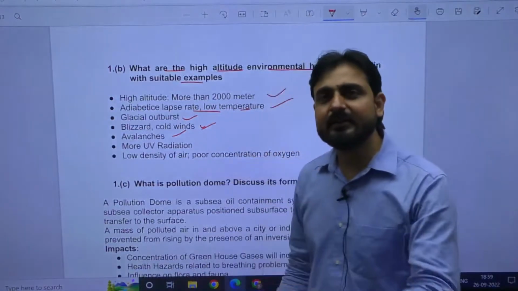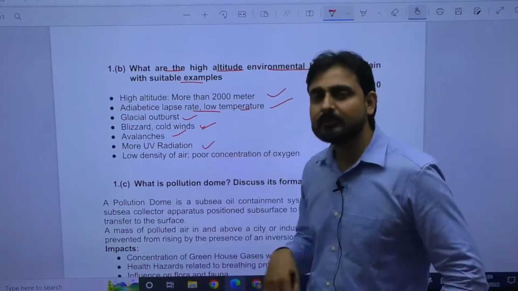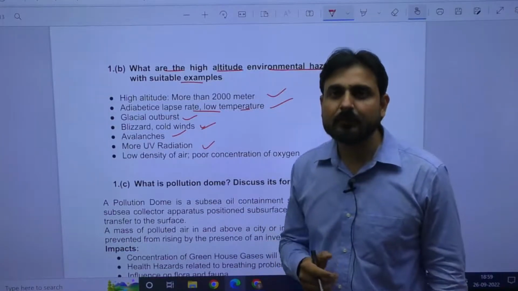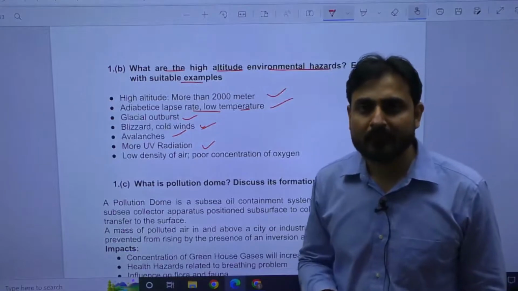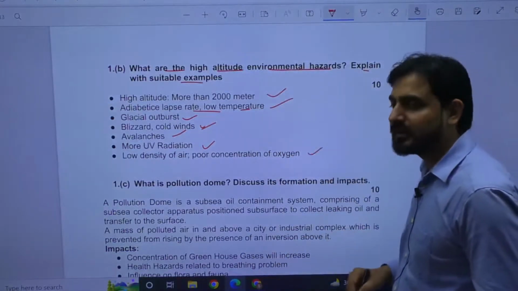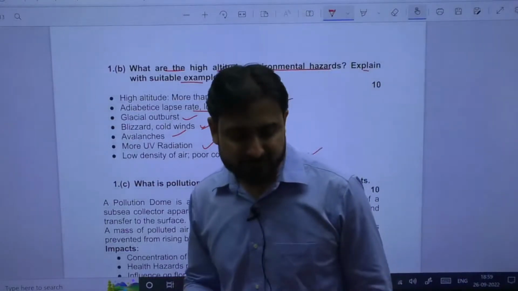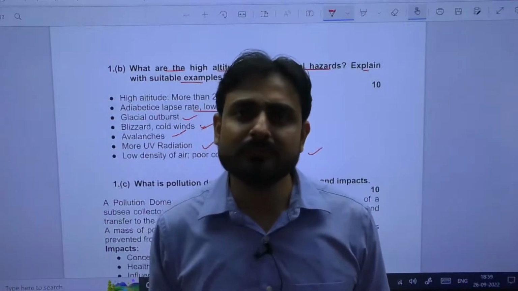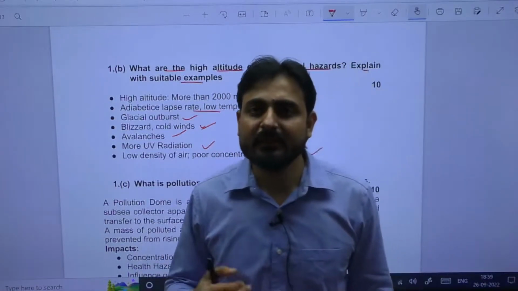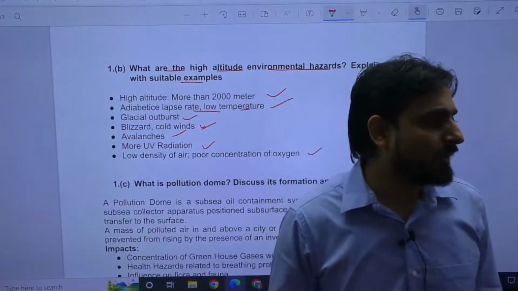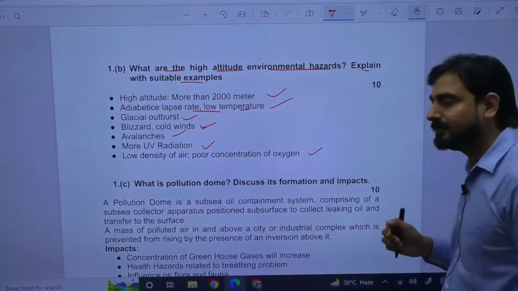So at high altitude we also notice more and more ultraviolet radiation, which also impacts health. Low density of air, poor concentration of oxygen. That's why sometimes doctors prescribe some patients to move to higher altitude so that their breathing rate can be increased. It may be good for their heart.